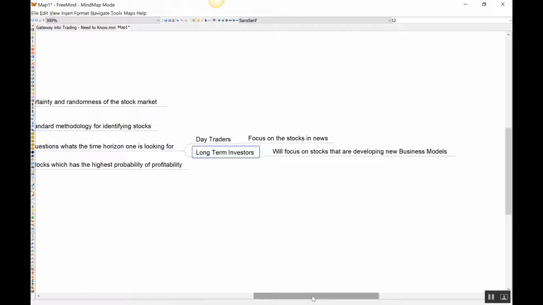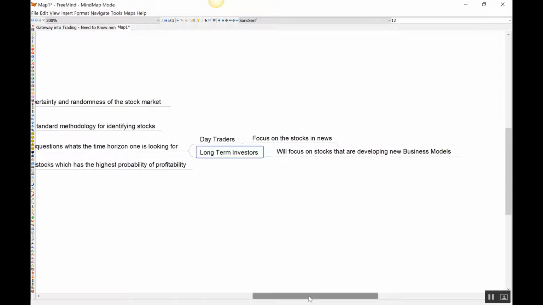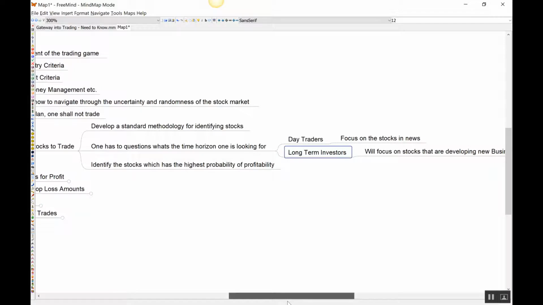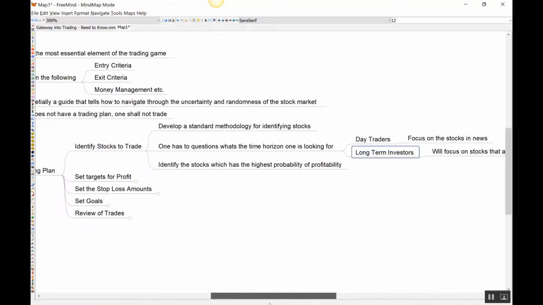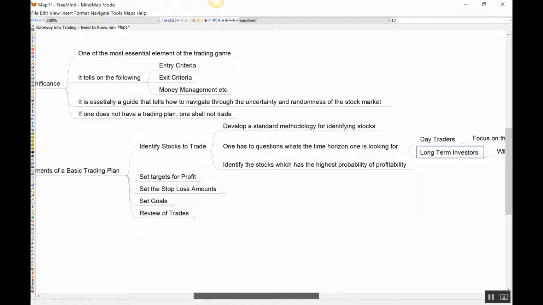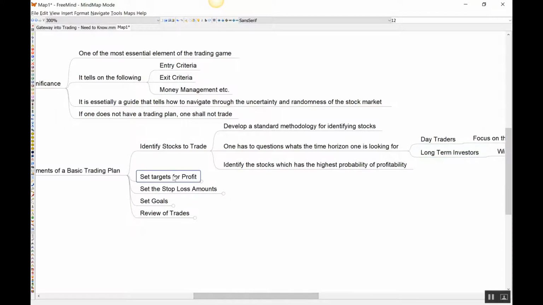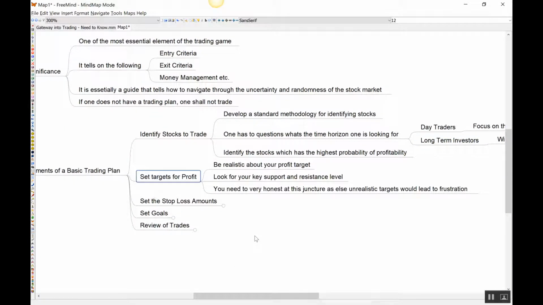You need to understand what sort of trader you are, and basis that you should determine the time horizon. And you have to identify the stocks which have the highest probability of profitability. So that is the first element, identifying stocks to trade. Then the second one is setting targets for profit. One has to be realistic about the profit target.